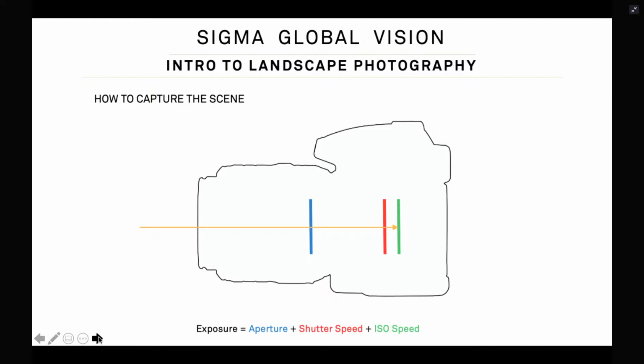When I'm thinking about how to expose the scene in front of me for landscape photography, I try to think about what is the most important attribute for this scene. And in landscape, it generally tends to be controlling how much of my scene is in focus, or my depth of field. And since aperture is the setting that most directly affects how much of my scene is in focus, this generally becomes my primary consideration for my exposure parameters.